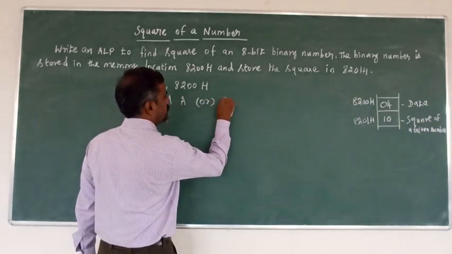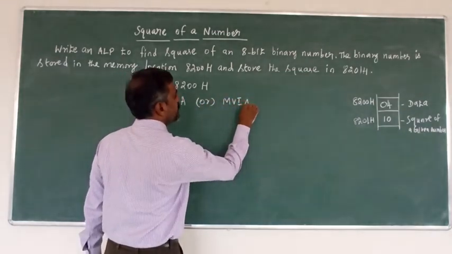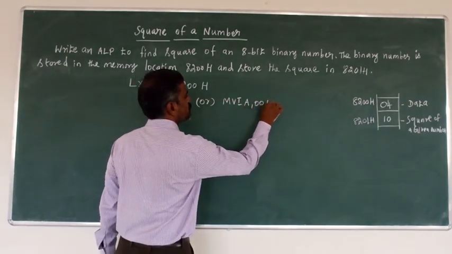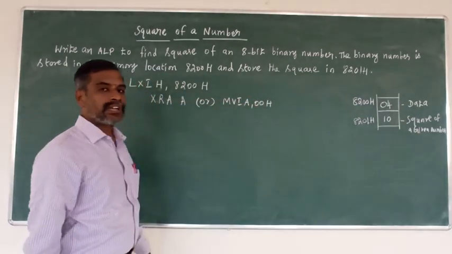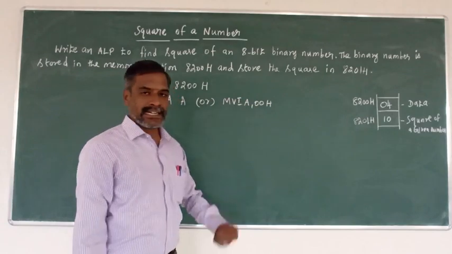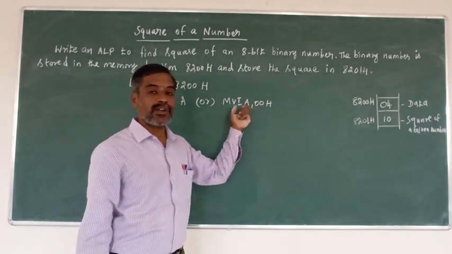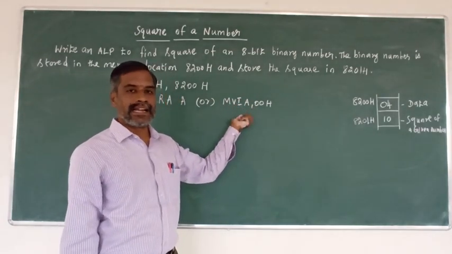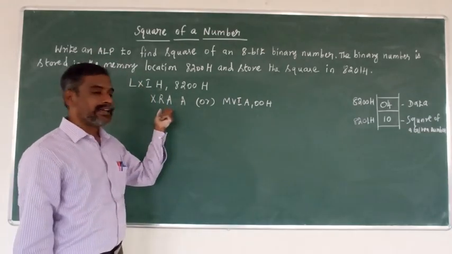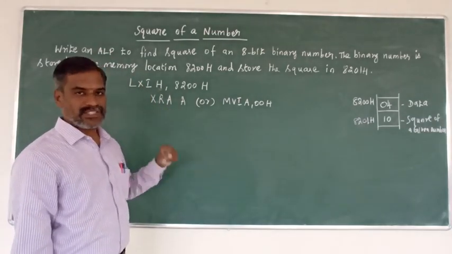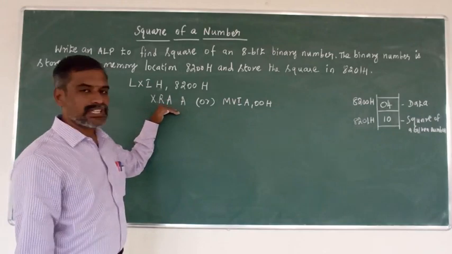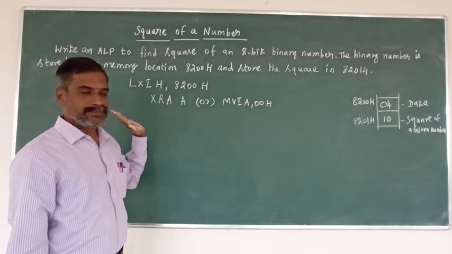We can also use MVI A, 00H. This is also to clear the accumulator content. But this one requires a 2 byte instruction, whereas the XRA A requires only 1 byte. So always use the single byte one.